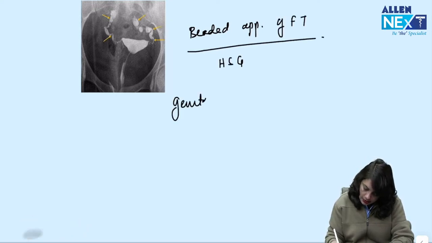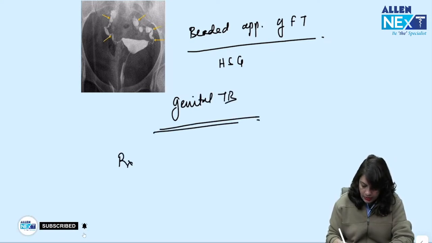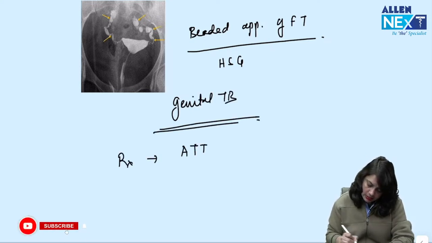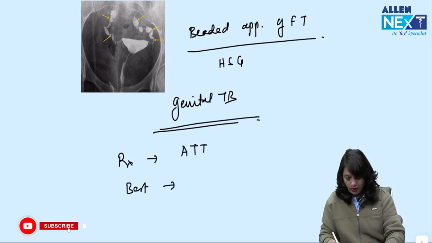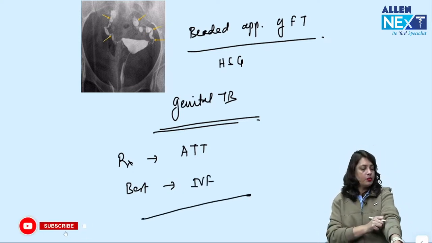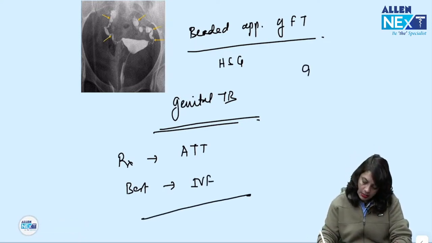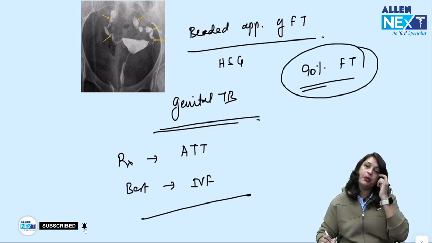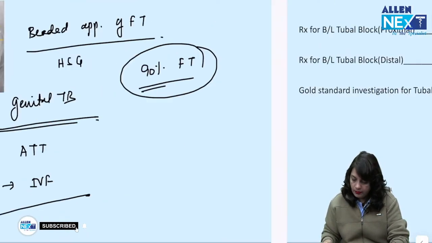This is genital TB. In this case, your first line of treatment is ATT, and then your best management after the ATT course is over will be IVF, because tubes are permanently damaged after a genital tuberculosis, and 90% of genital tuberculosis occurs in the fallopian tube, leads to blockage of the fallopian tubes.